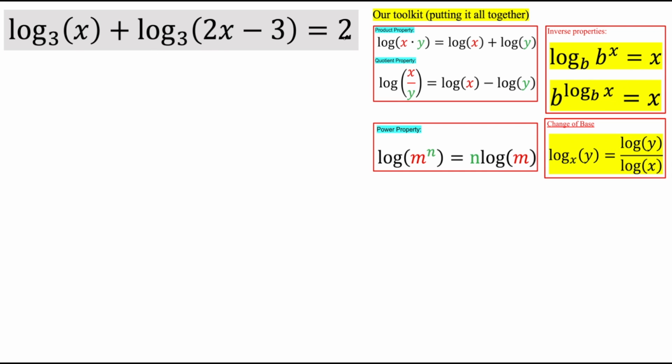This piece does not have a log. So we're going to actually apply several of these log properties. The first one we're going to do is log base 3 of x plus log base 3 of (2x minus 3). So they both have the same base of 3.